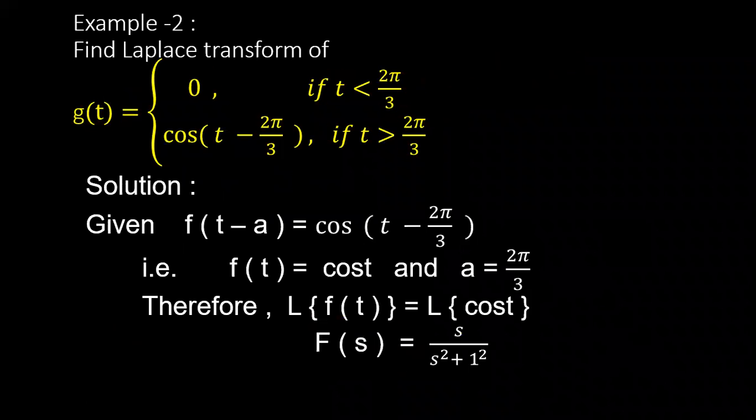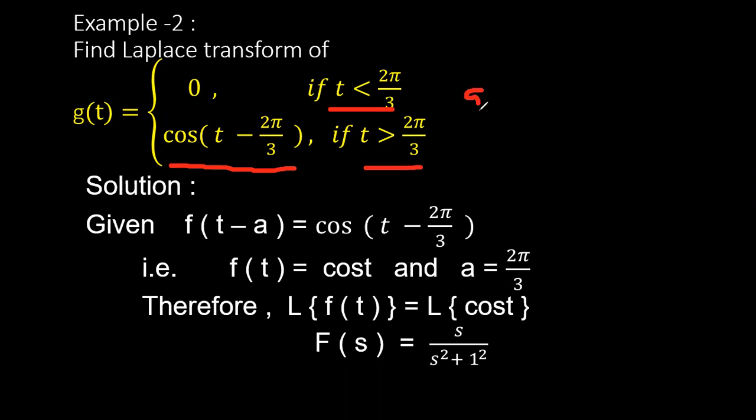Okay, right. Now we'll go through one more problem on this, then we'll wind up this part. Find the Laplace transform of g of t. He has given g of t equal to 0 for t less than 2 pi by 3, and cos of (t minus 2 pi by 3) for t greater than 2 pi by 3.